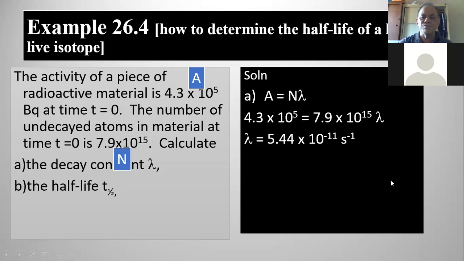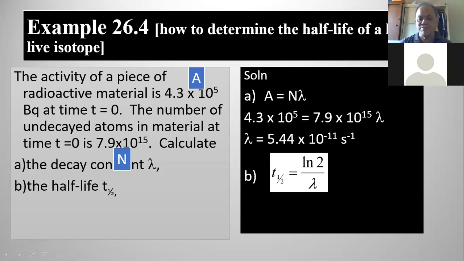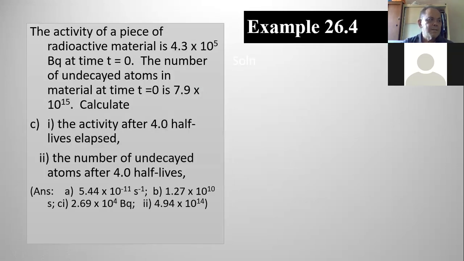And for half-life, use the formula given in the data sheet, the formula sheet: ln 2 over lambda. Then put our value in, use our calculator, put this value inside here, and calculate it out. Since it's per second, the half-life must be in seconds. The activity of a piece of radioactive material is 4.3 times 10 to the power 5. This one we have been given now.